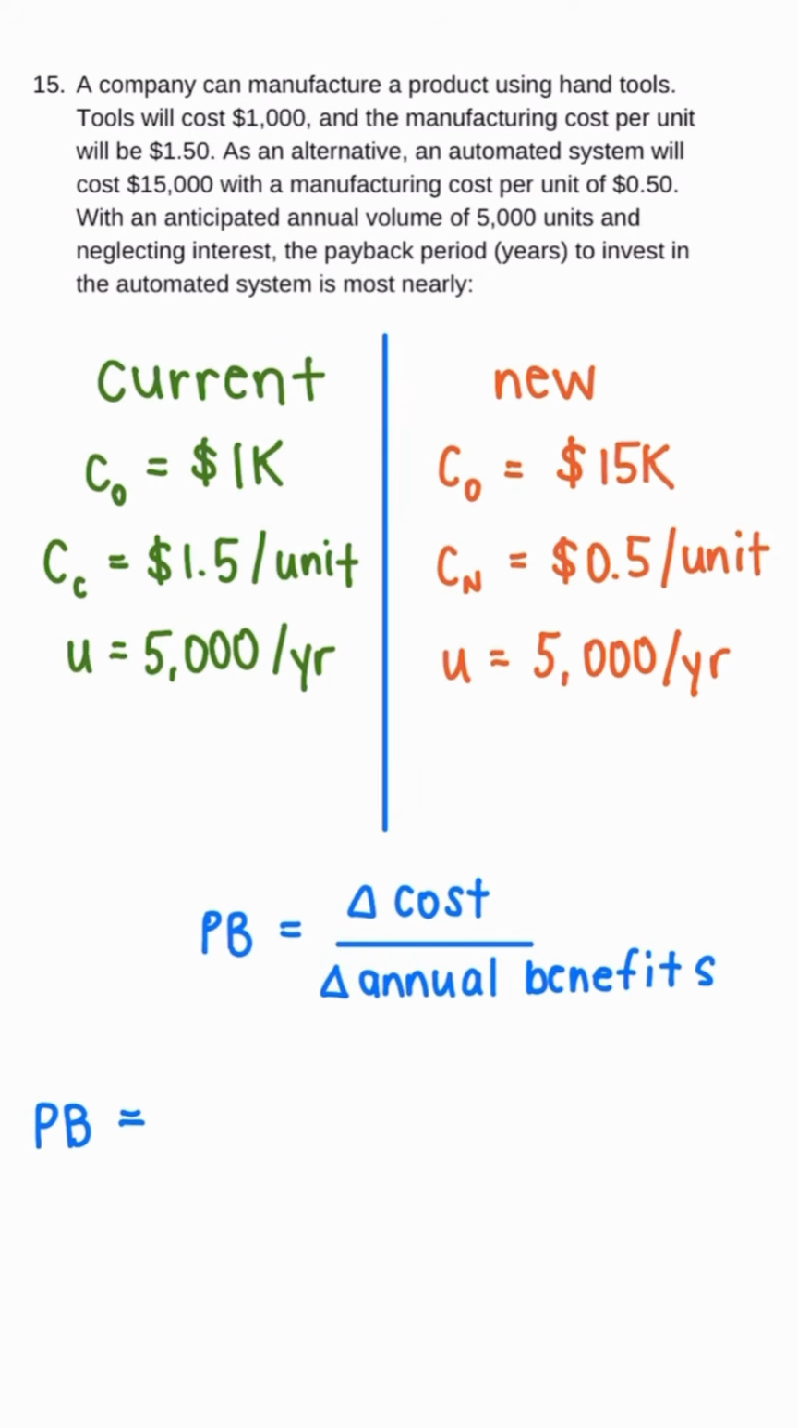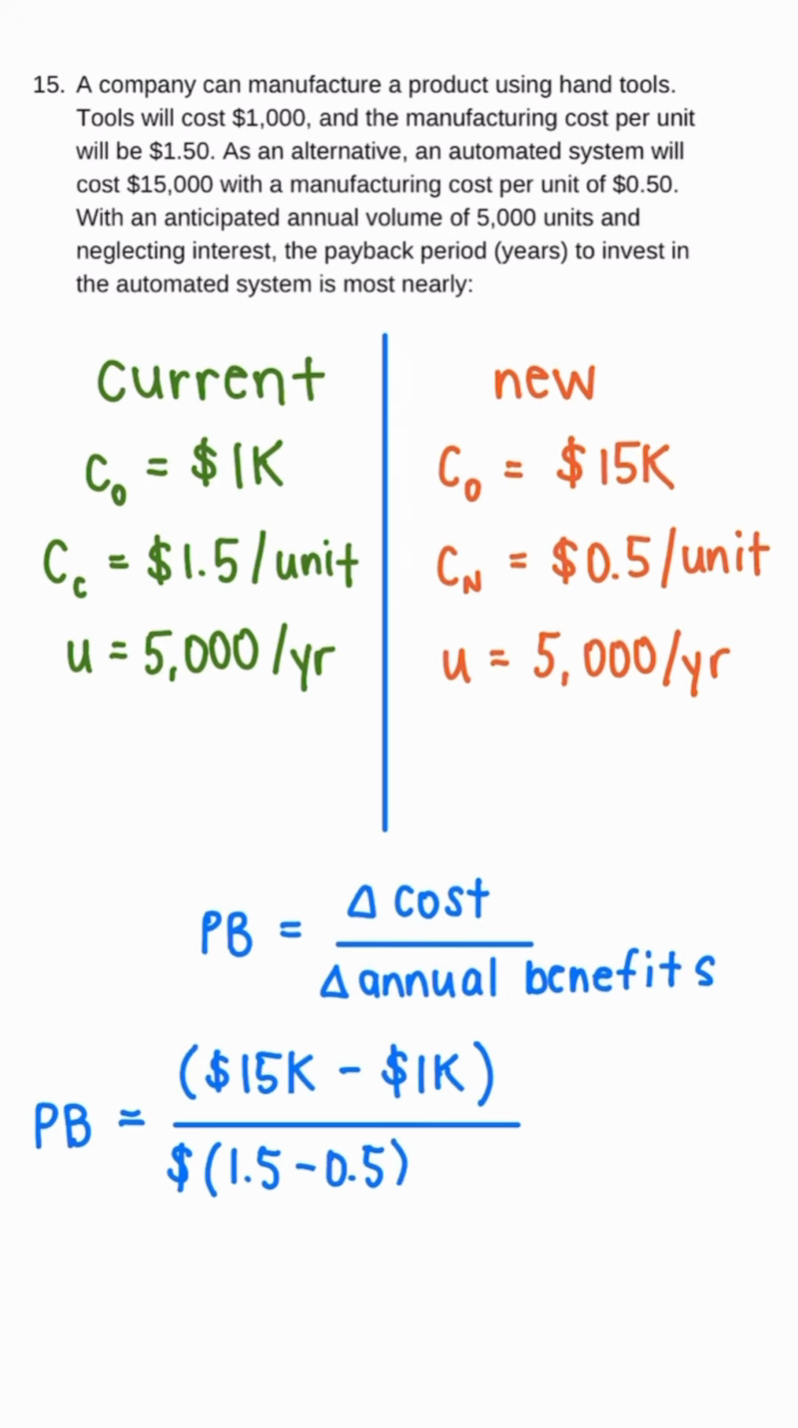So to compare the initial cost between the new and current system, we'll need to subtract those values. So 15,000 minus $1,000. Now we need to compare the annual benefits, and in this case, the annual benefit you're getting from switching to an automated system is the amount of savings you're getting on the manufacturing costs. So we're going to subtract the new manufacturing cost from the old manufacturing cost. You want your payback period to be positive, so just keep that in mind. And then we're going to multiply the manufacturing cost by the amount of units produced per year, which is 5,000.